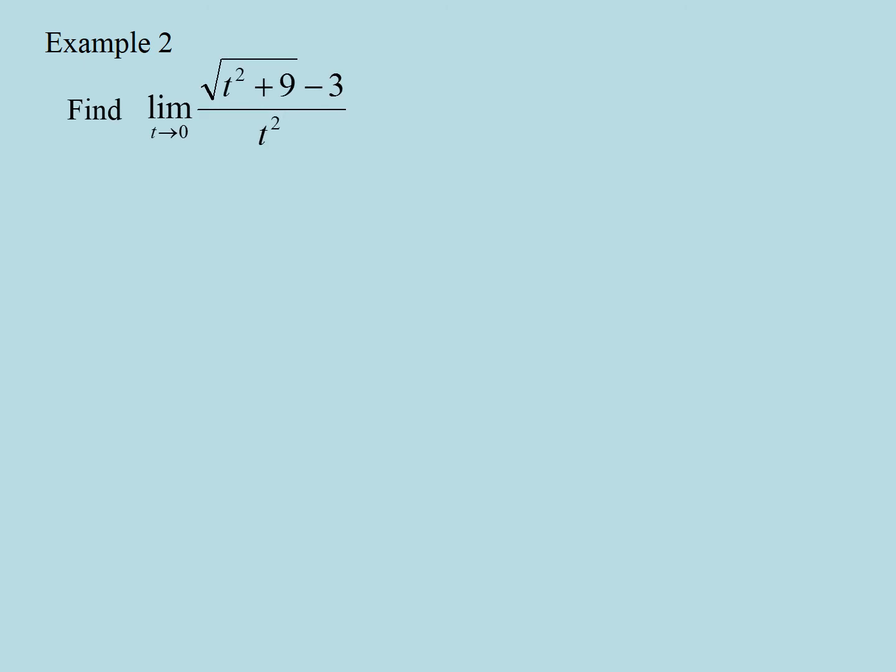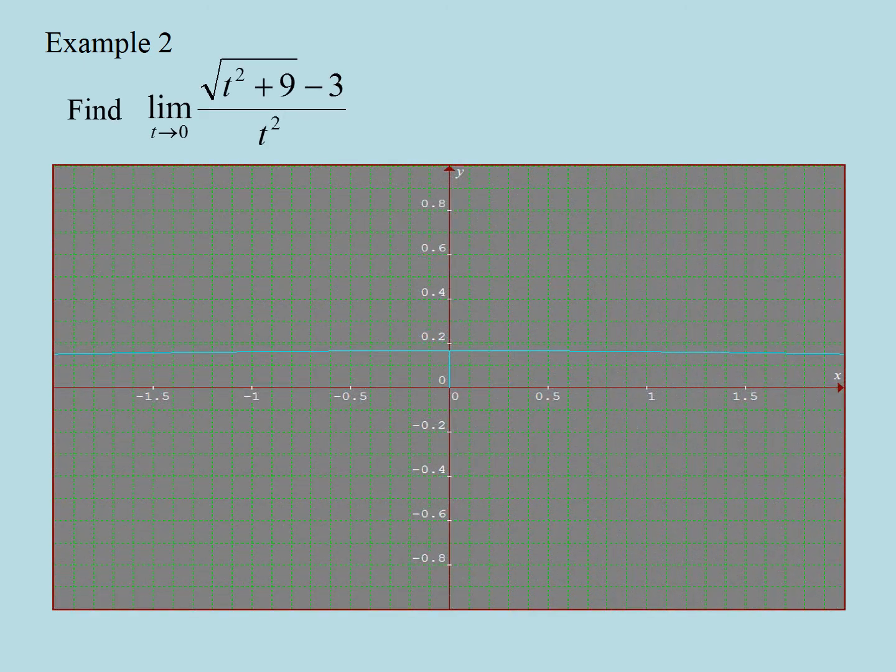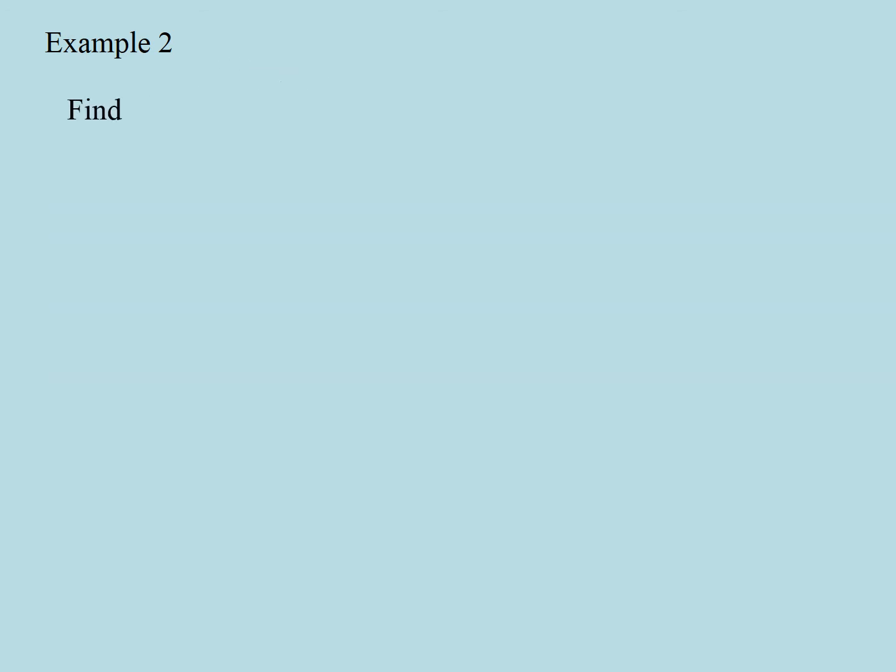Another example. The limit of the square root of t squared plus 9 minus 3, all over t squared. Now here's the graph of that function. We really can't tell what's going on as t approaches 0. If we just had to guess, I'd say probably 0. But let's zoom in around 0 to see if we can determine what's going on with the graph.